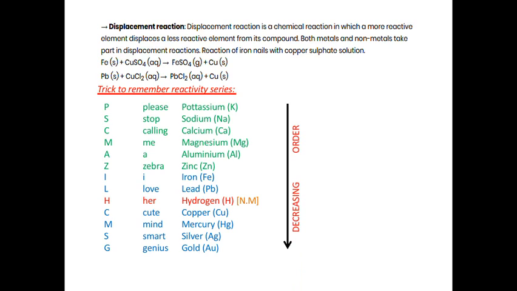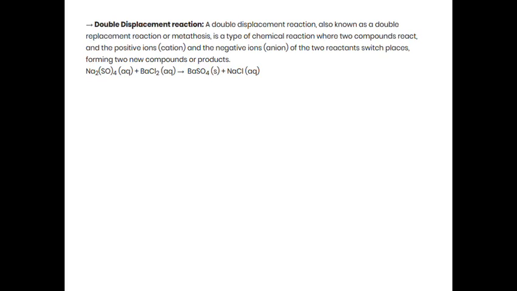So potassium will replace any of the metal that is present below potassium, and gold is the least reactive metal. This is not the full reactivity series, this is the reactivity series that is commonly used. Continuing to the next slide, we have the next type of reaction that is similar to displacement, but what is the difference? That was called single displacement reaction. This is called double displacement.